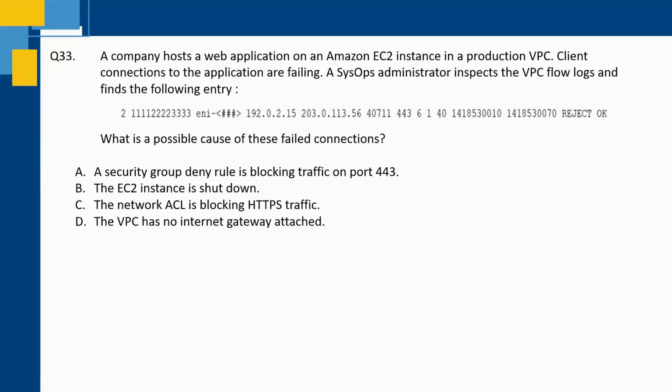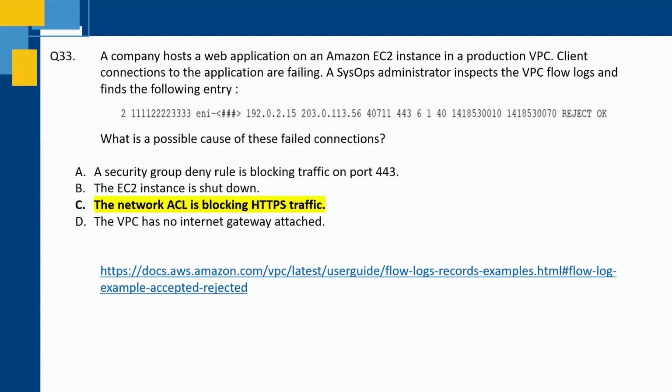Now friends, the VPC flow log entry contains the word reject, which indicates that the traffic was explicitly denied. We can also see the presence of the word ENI, which means that the blockage is at the elastic network interface level, and the presence of port 443 confirms it is HTTPS traffic. Friends, just to note, security groups do not have deny rules, only allow rules. So option A is automatically ruled out.